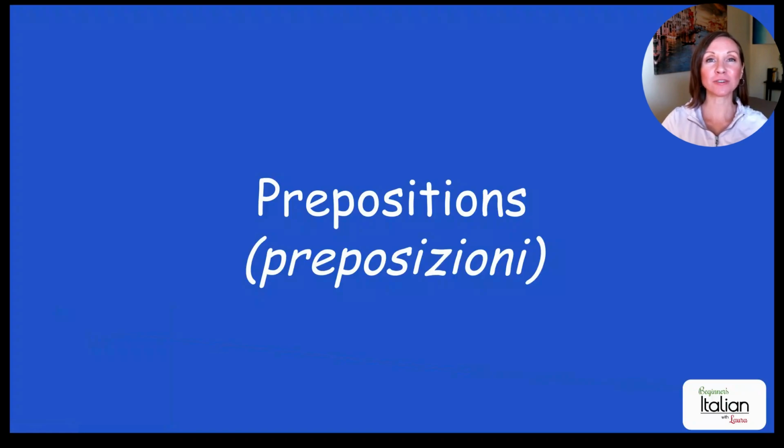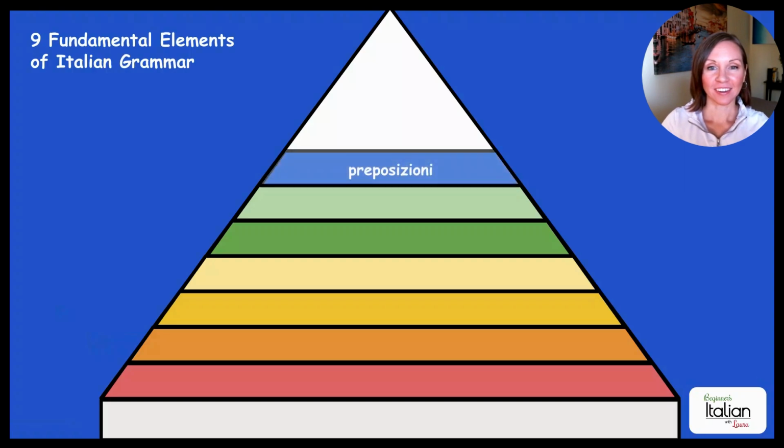Okay, we're on to prepositions, or preposizioni. That means we are on the top third of our grammar pyramid. So we only have two more modules after this. So that means that we're doing good. You are doing fantastic. And you have made it this far all the way through Unit 2. So just a little bit further before onto Unit 3. And that's fantastic. You're doing great.